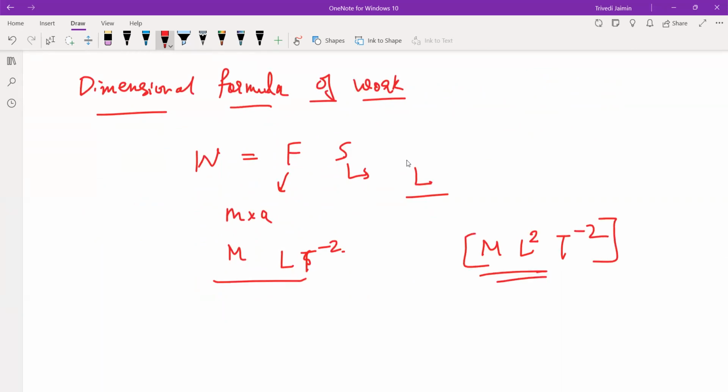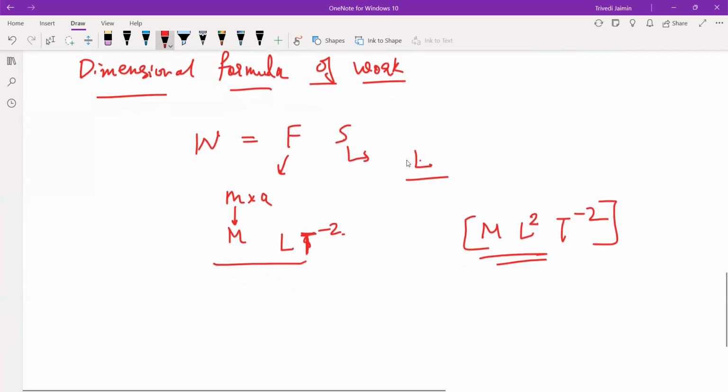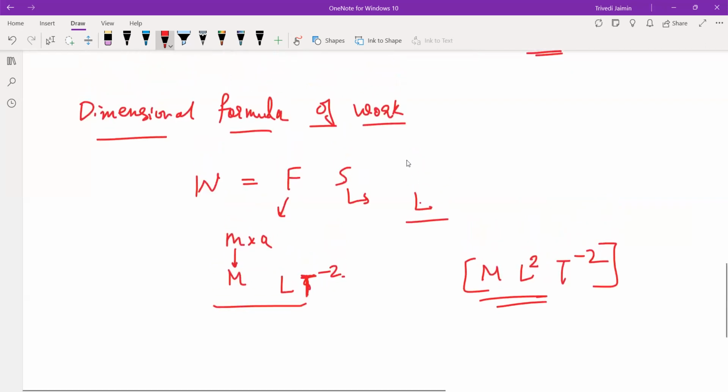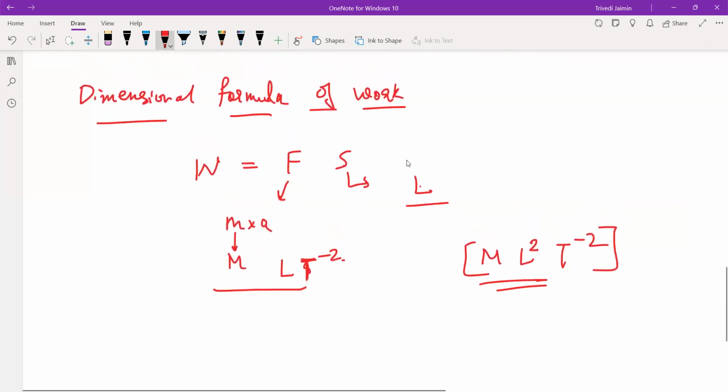If you don't know, it's not wrong, just break it down. F is MA. A is 1 meter per second square. Second means T, so T minus 2, giving L T minus 2. Mass is M, displacement is L. So this one plus this one will give you 2. So M L squared T minus 2. I think this is clear, right?